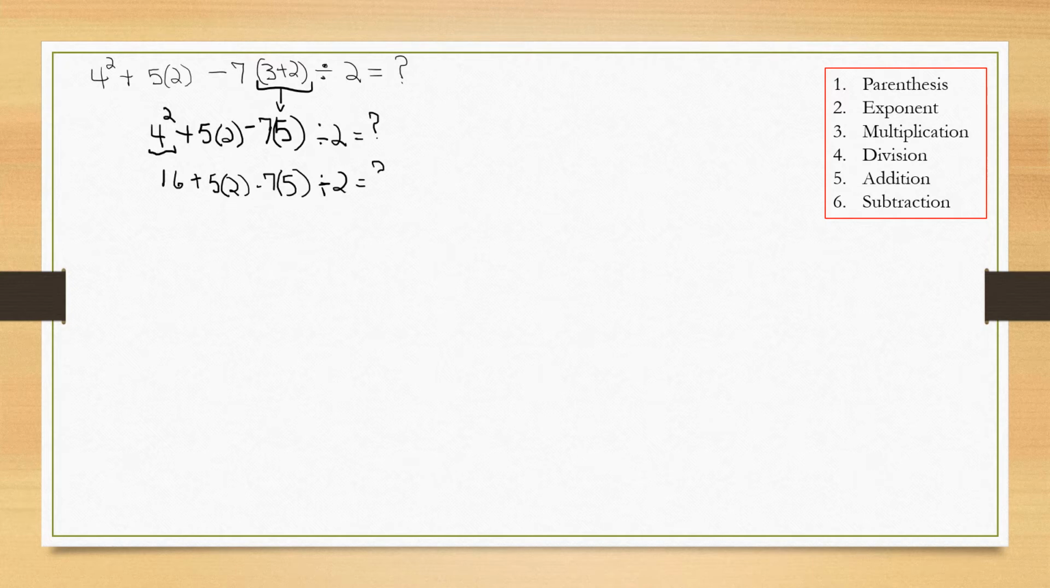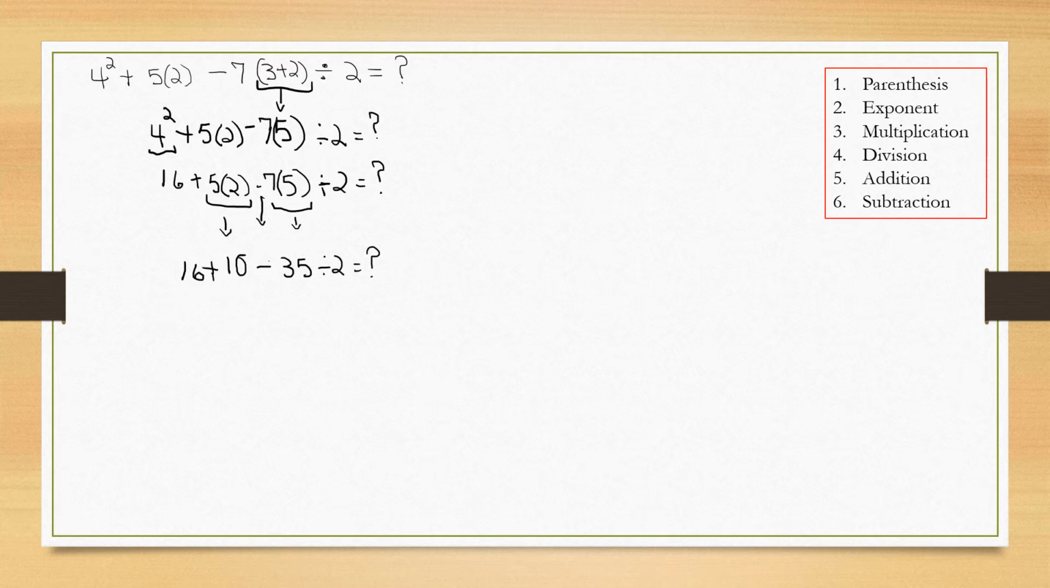So what is the next thing on our list? That'll be multiplication. We have two multiplication signs right here: 5 times 2 and 7 times 5. Since we have a subtraction sign in the middle, let's go ahead and bring that down. So we know that 5 times 2 is 10. 7 times 5 is 35. And again, we're just going to rewrite the problem, bring everything down, divided by 2. We also have that 16 over here, so 16 plus that 10.